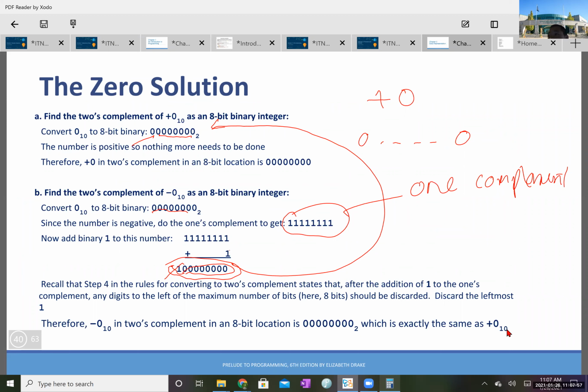Does it make sense? And that's why normally computers use the two's complement way.